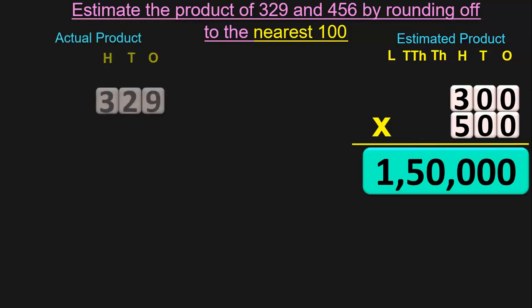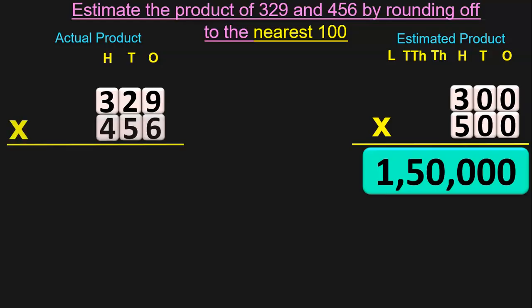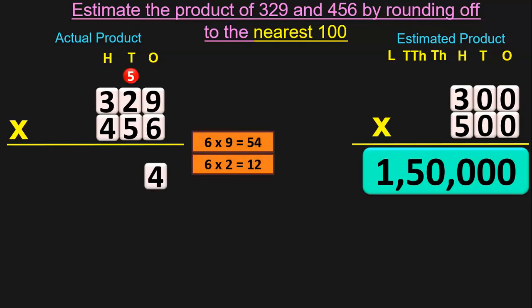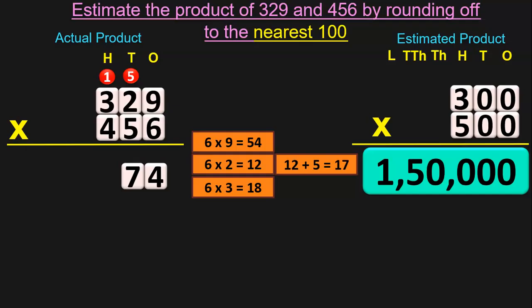Let us verify by finding out the actual product if our estimation is correct. So the actual product, to do that, 329 by 456. Begin multiplication from the ones place. 6 nines are 54. 4 carry over 5. 6 into 2 is 12. 12 plus 5 is 17. 7 carry over 1. 6 into 3 is 18. 18 plus 1 is 19. 9 and 1 in the thousands place.